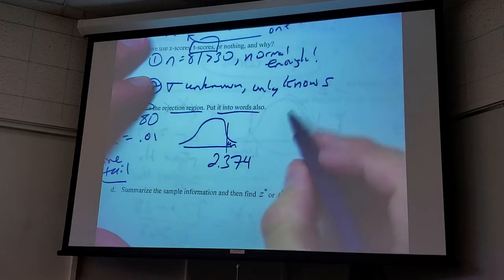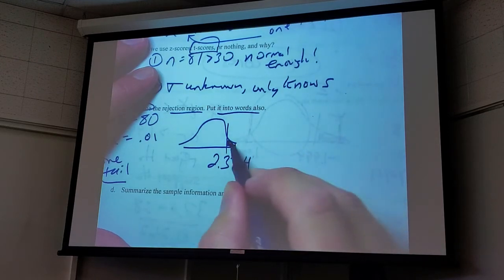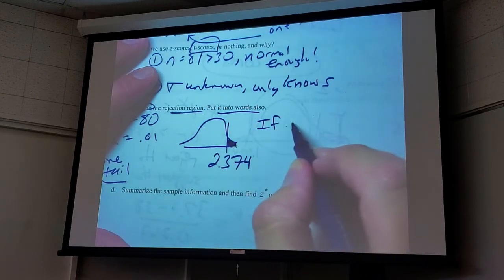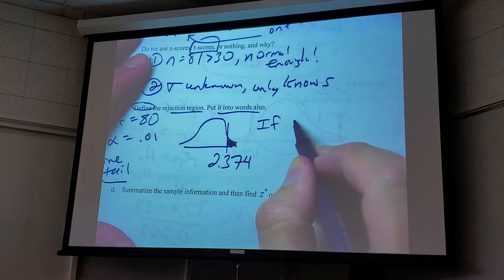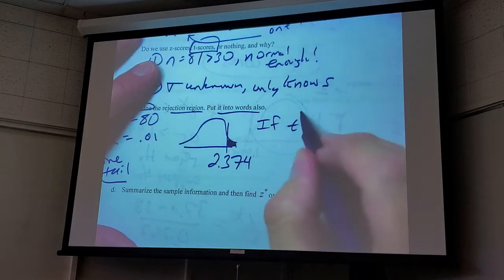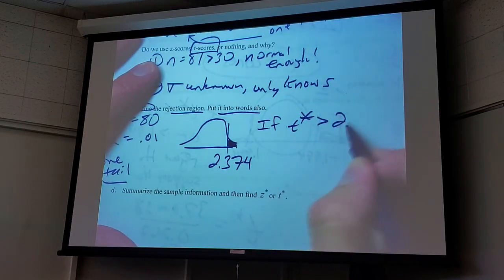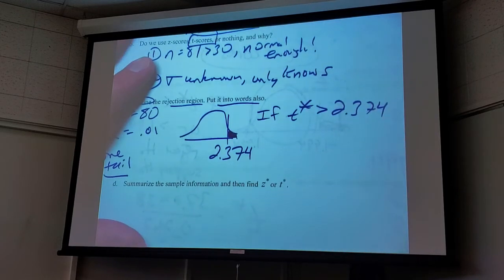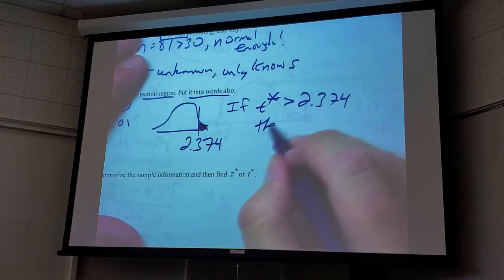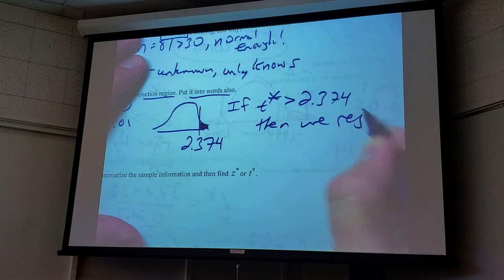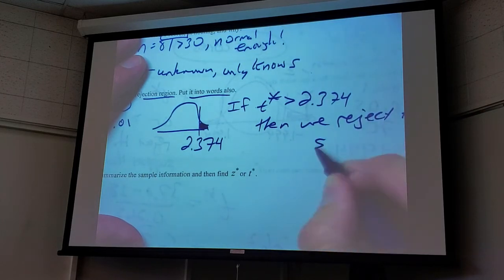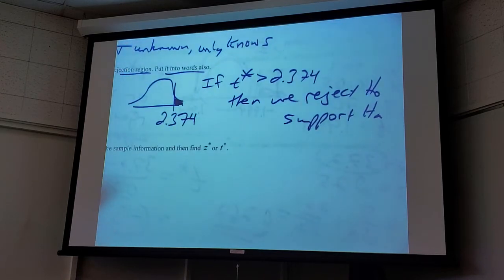So how do I put this into words? How does a sample get in here? If the T-star is greater than 2.374, then I can do what? We can reject the null, support the H-a. I like it.